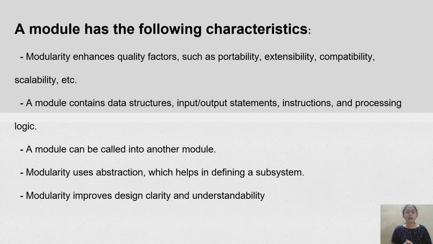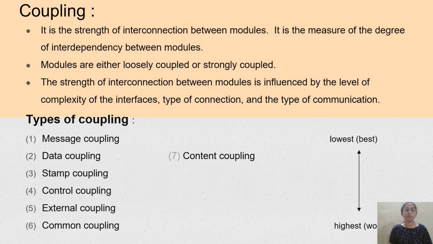A module has the following characteristics. Modularity enhances quality factors such as portability, compatibility, extensibility, and scalability. A module contains data structures, instructions, input-output statements, and processing logic. A module can also be called from another module. Modularity also uses abstraction, which helps in defining a subsystem. Modularity improves design clarity and understandability.